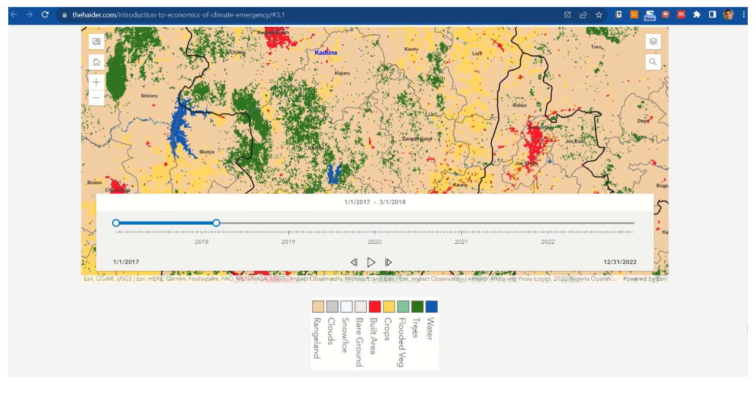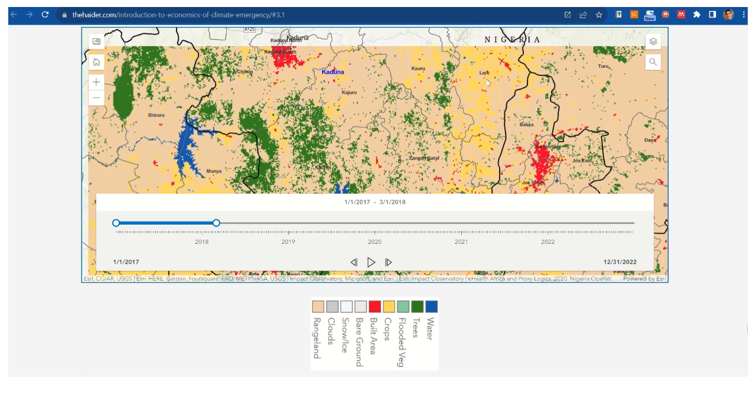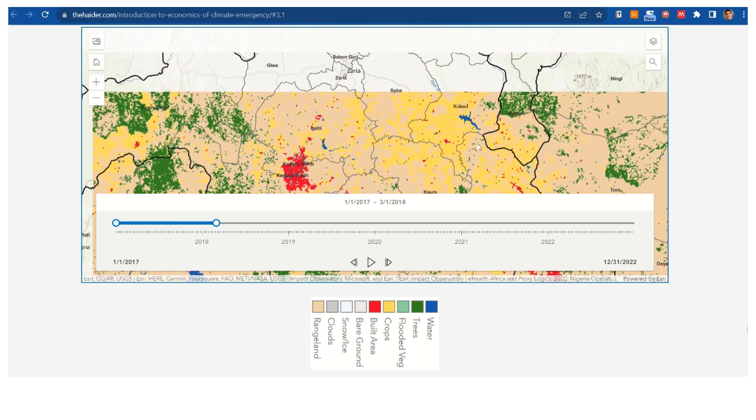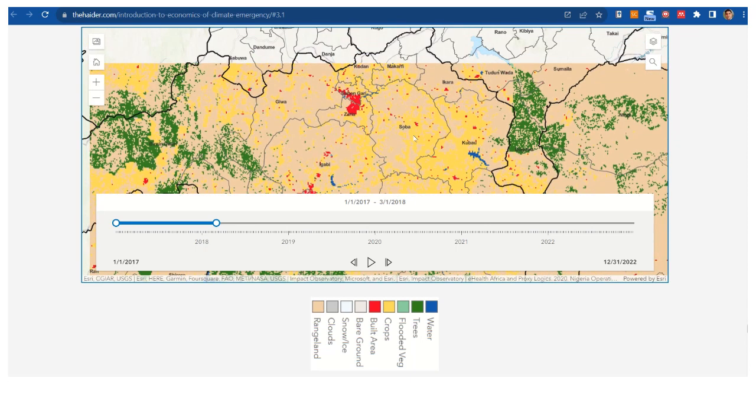The green color shows the trees, then water, then flooded vegetation. This is crop areas. This is rangelands. More rangeland is there, but cropland is also there. Cropland is more here in Lere, and as you move up, you will find more crop areas in Soba and other areas. But this green is showing the tree cover.